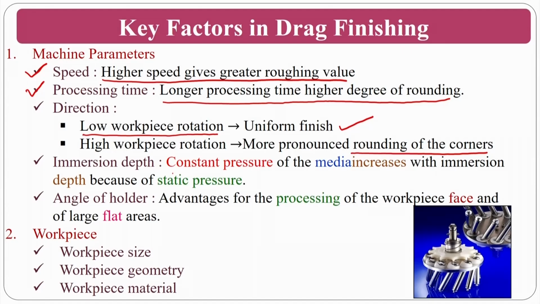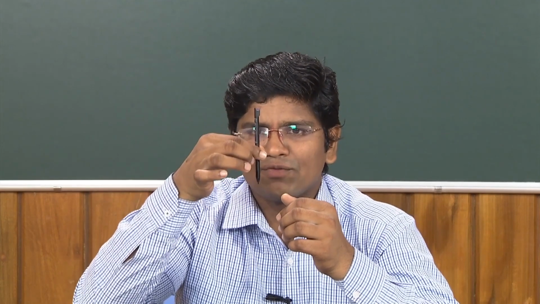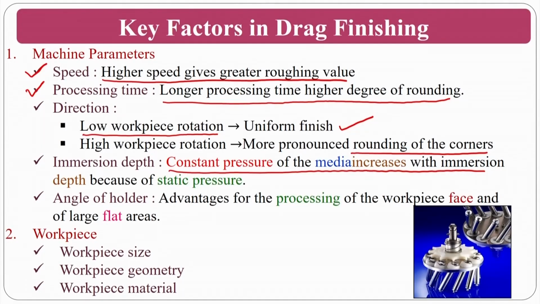Immersion depth: the pressure of the media increases with the immersion depth because of the static pressure. So, you can go for different immersion depths. If I have a set of components where I want a uniform surface roughness, then your immersion depth should be constant. Angle of holder: you have seen the vertical type of holding. You can also give certain angles depending on the shapes of your components.